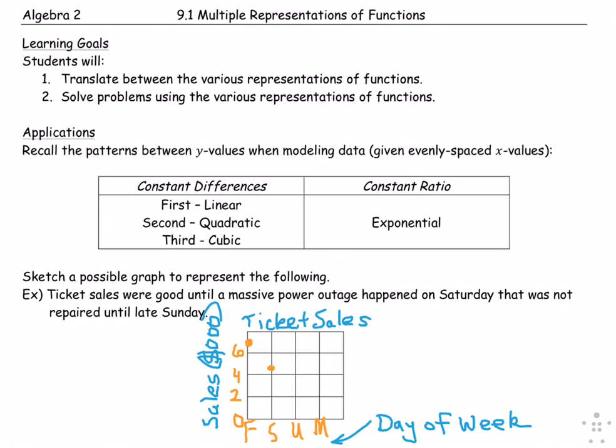And then it wasn't repaired until late on Sunday, but maybe some people came in afterward. Through social media, we advertised that we were open, so then let's say we got about $1,000, and then we were back to business on Monday. So this would be a graph that represents this situation.